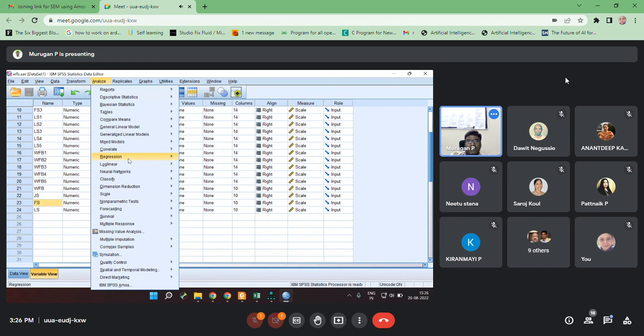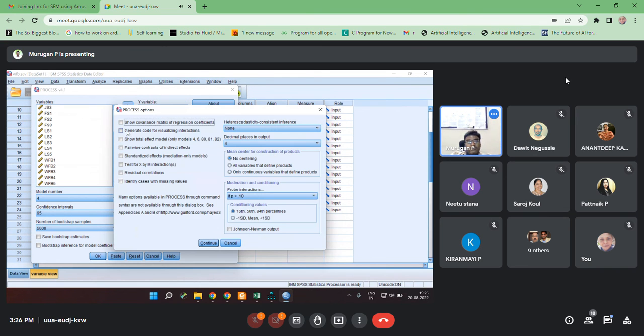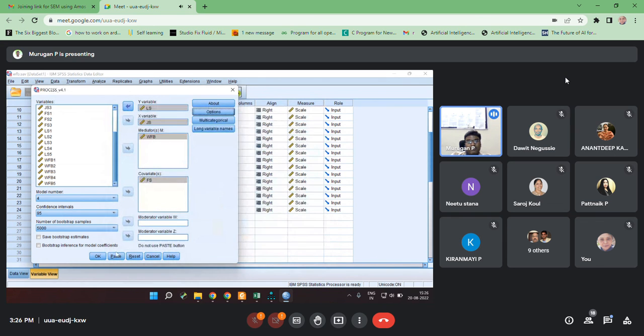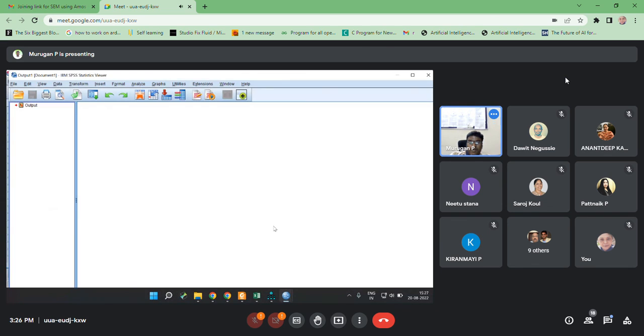Now I'll run the simple mediation using PROCESS. So model number 4, my X is job satisfaction. I'm trying to test the relationship between JS and life satisfaction via work family balance. But I have to keep another X variable in the covariate here. Life satisfaction is the outcome. In the options, use show total effect model, click continue, click OK. You will get the output within a fraction of a second. So we got the output.